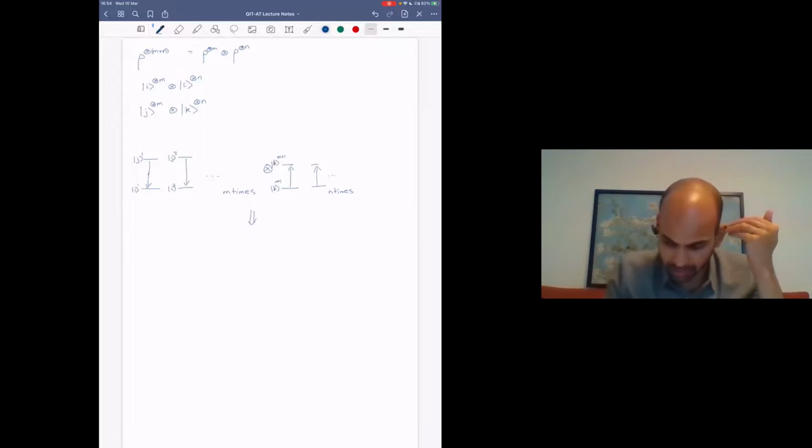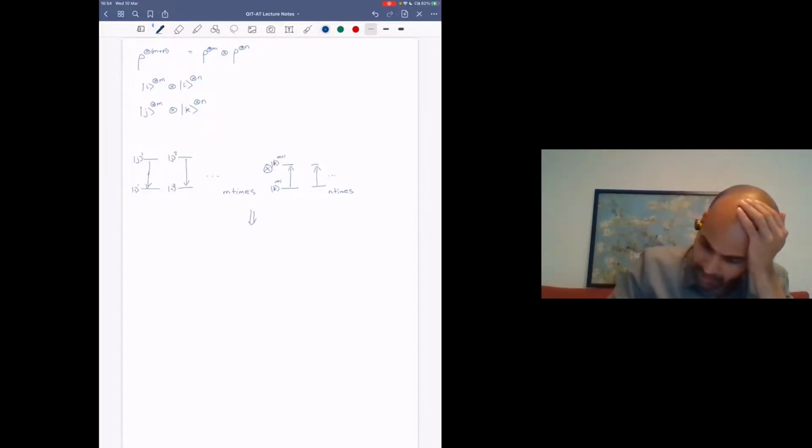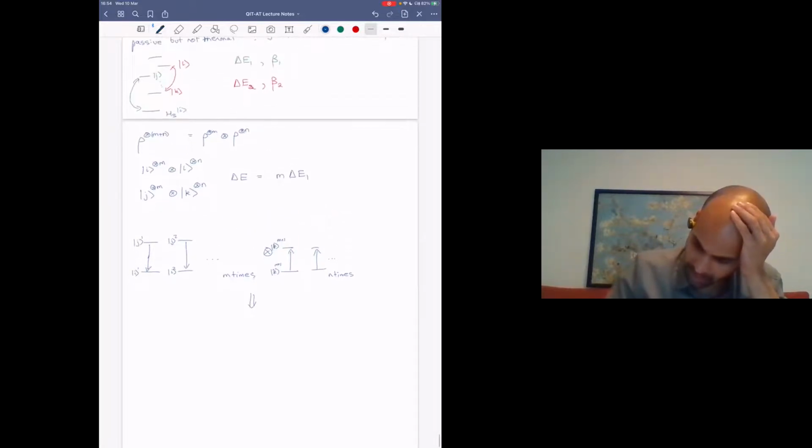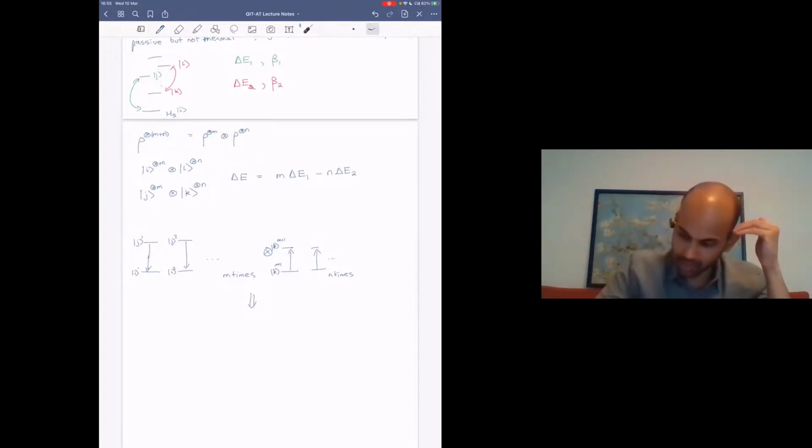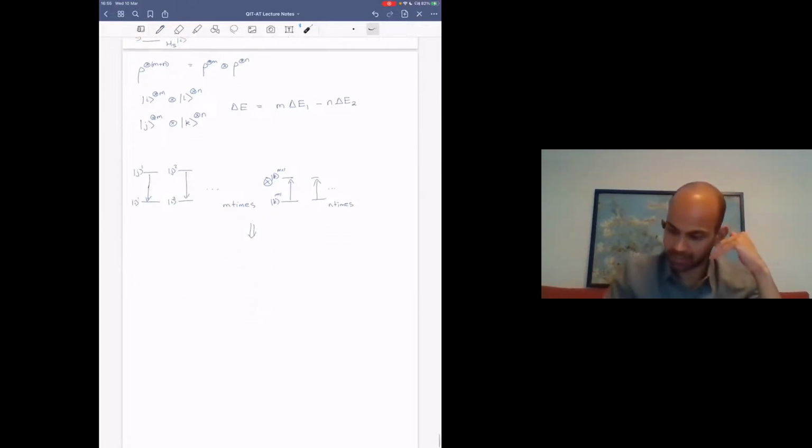From last week's lecture and today's tutorial, this should go pretty quickly. The energy difference of this transition is given by M times the energy difference 1, so the energy difference between J and I is delta E1, and then minus N times the energy difference of 2. Because whenever we do this transition from I L to J K, we go up delta E1, but we go down delta E2. So the energy difference is given by this.